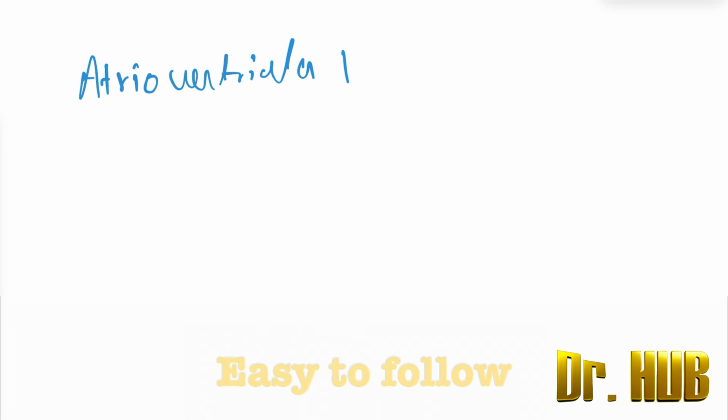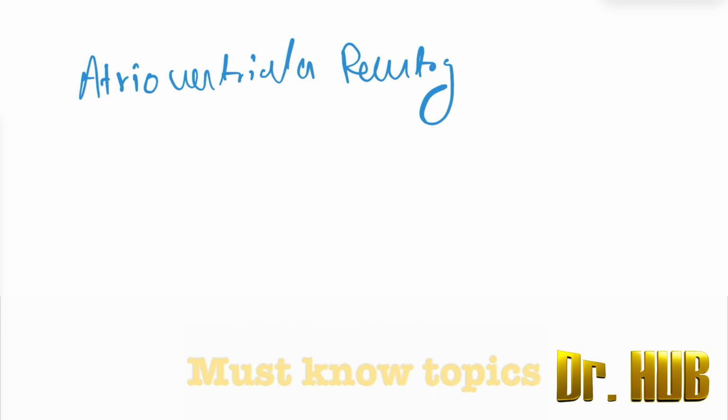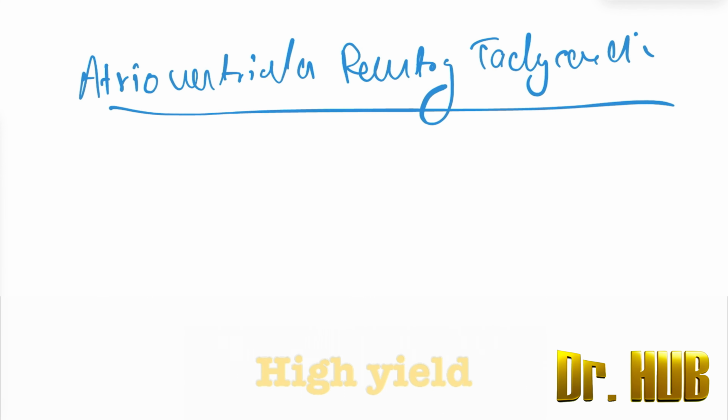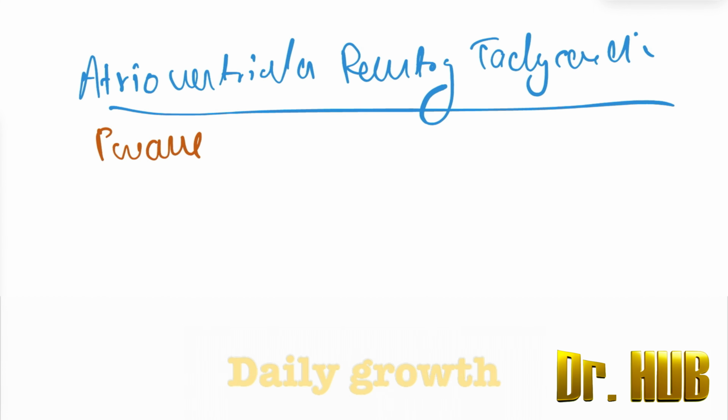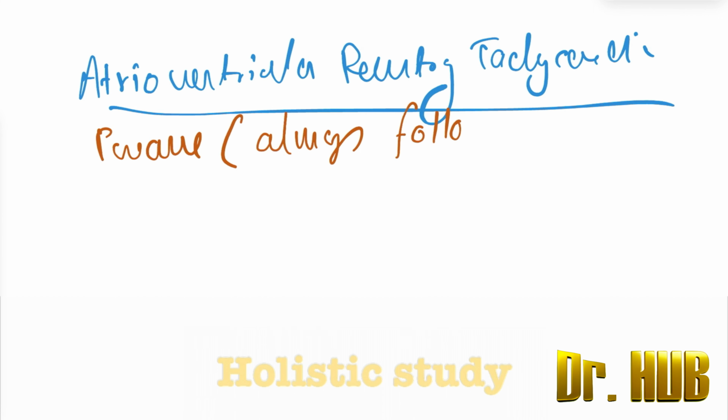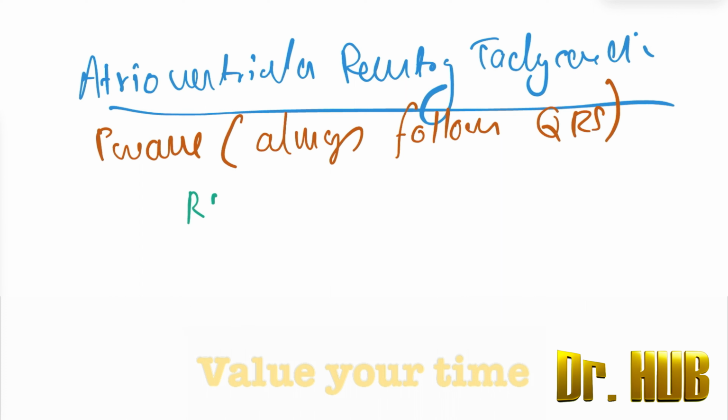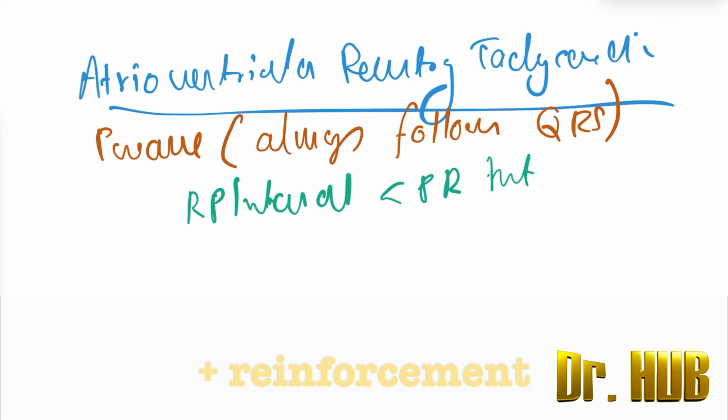Then we will look at the atrioventricular re-entry tachycardia. In this case, there is a P wave, and it always follows the QRS, and there is the RP interval. This is less than the PR interval.